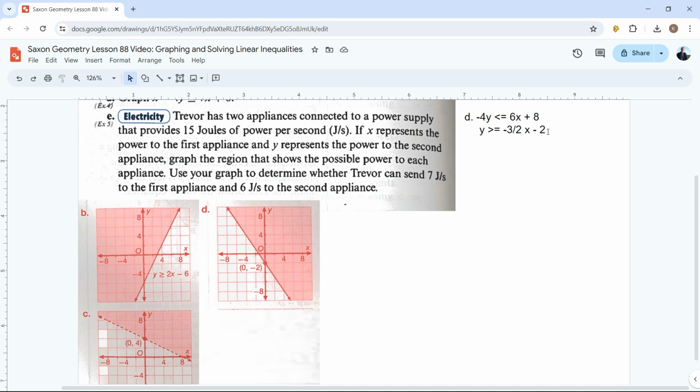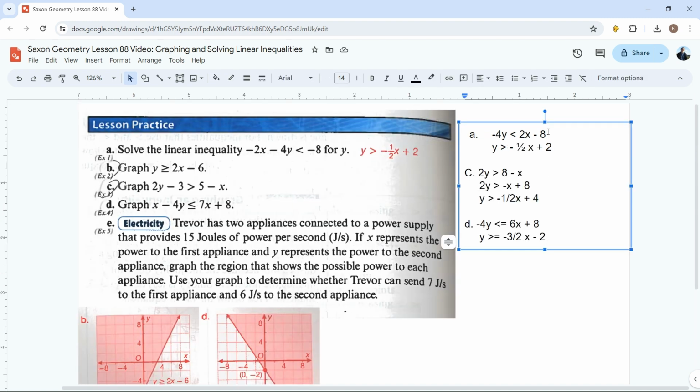This is our word problem. Trevor has 2 appliances connected to a power supply that provides 15 joules of power per second. If x represents the power to the first appliance and y represents the power to the second appliance, graph the region that shows the possible power to each appliance. Use your graph to determine whether Trevor can send 7 joules to the first appliance and 6 to the second.